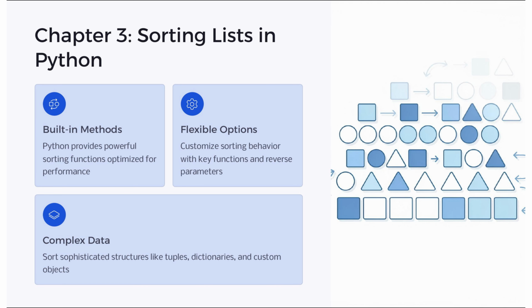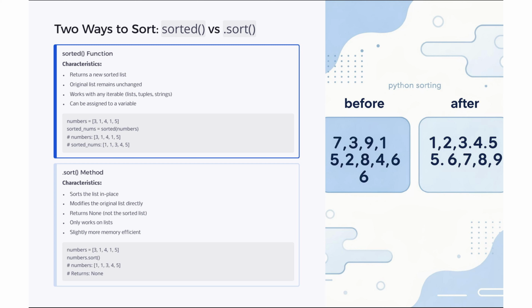Python offers robust sorting capabilities with built-in methods like sorted and .sort. These functions allow for performance-optimized sorting, with options to customize behavior using key functions and reverse parameters. They can handle complex data structures, including tuples, dictionaries, and custom objects, making them versatile tools for data manipulation. Python offers two primary ways to sort: the sorted function and the .sort method.